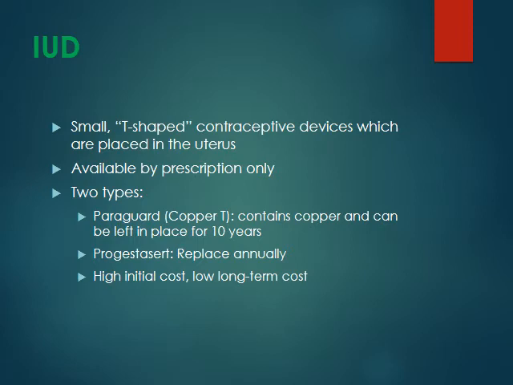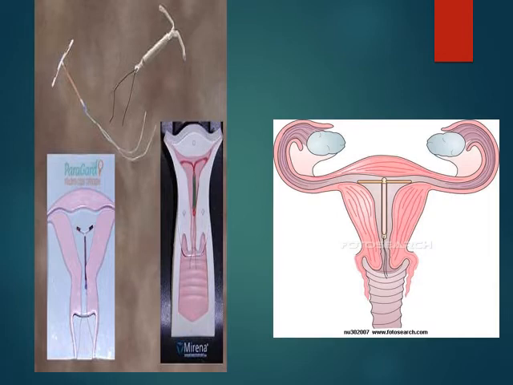The copper T contains copper and can be left in place for 10 years. Then the progestin is an annually replaced one. It's progesterone only. And then, as I mentioned earlier, it has a high initial cost, but over 10 years, it becomes very cost effective. Which women would you think would not be good candidates for the IUD? We already talked about them. The ones that have more than one sex partner, at higher risk of endometritis, uterine infections.